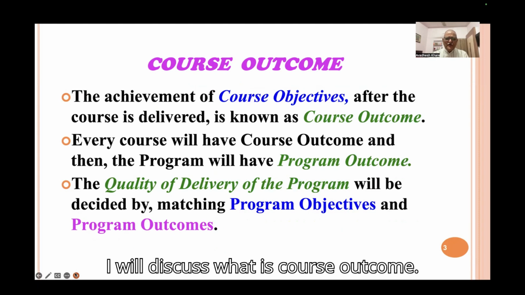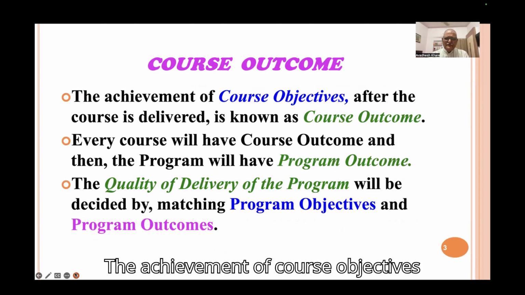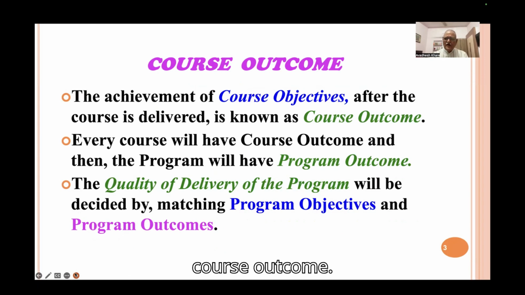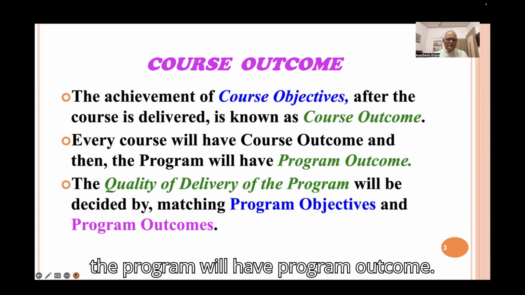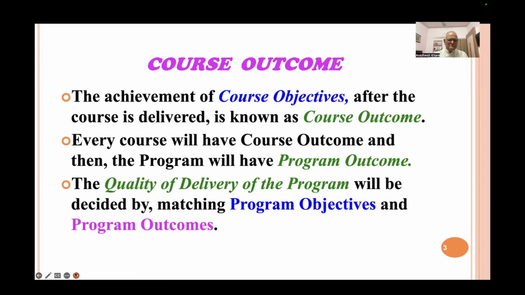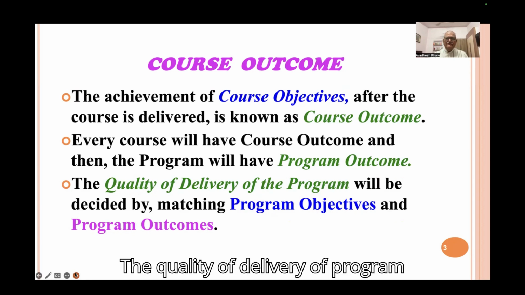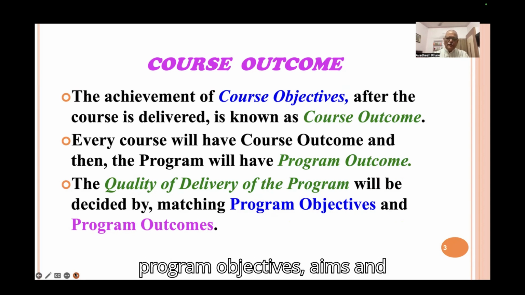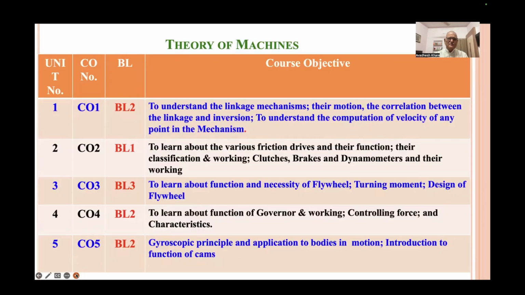I'll discuss what a course outcome is. The achievement of course objectives after the course is delivered is known as course outcome. Every course will have course outcomes, and then the program will have program outcomes. The quality of delivery of the program will be decided by matching the program objectives, aims and objectives, and the program outcomes, what we have achieved.